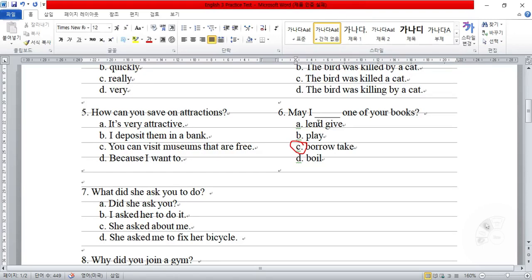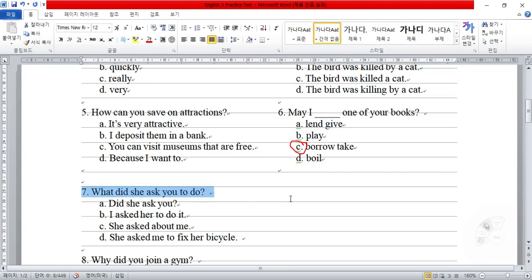Okay. So again, limited time for lend and limited time for borrow. Whereas lend and give and borrow and take are much the same. So I can't lend one of your books. It's not my book. It's your book. All right. So the answer for number 6, C. Okay. May I borrow one of your books?